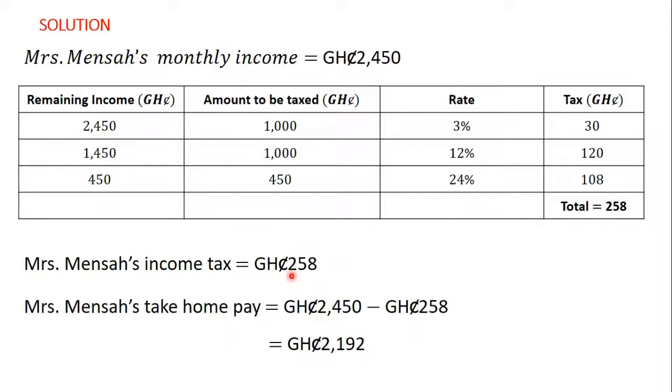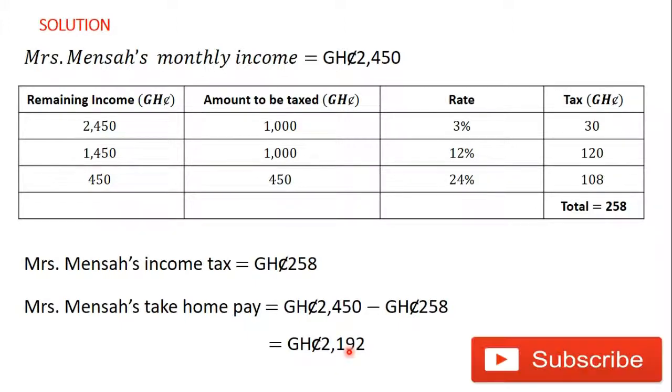So Mrs. Mensah's monthly income tax is 258 Ghana cedis, and her take-home pay is 2,192 Ghana cedis.